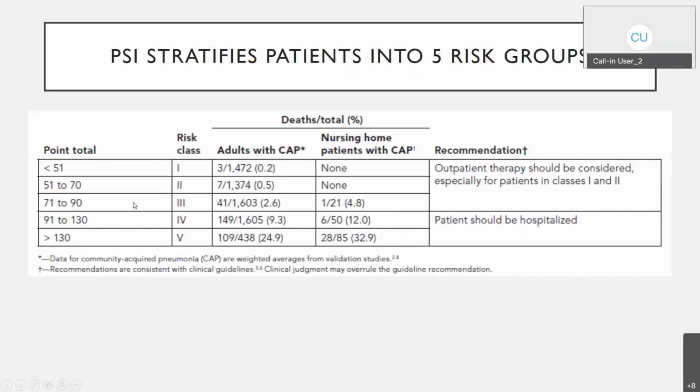Patients who fall into the lowest risk groups, 1, 2, and 3, can probably be treated as an outpatient, especially if they're in group 1 or 2. If patients fall into group 4 or 5, these are higher risk patients for mortality, and hospitalization is recommended.